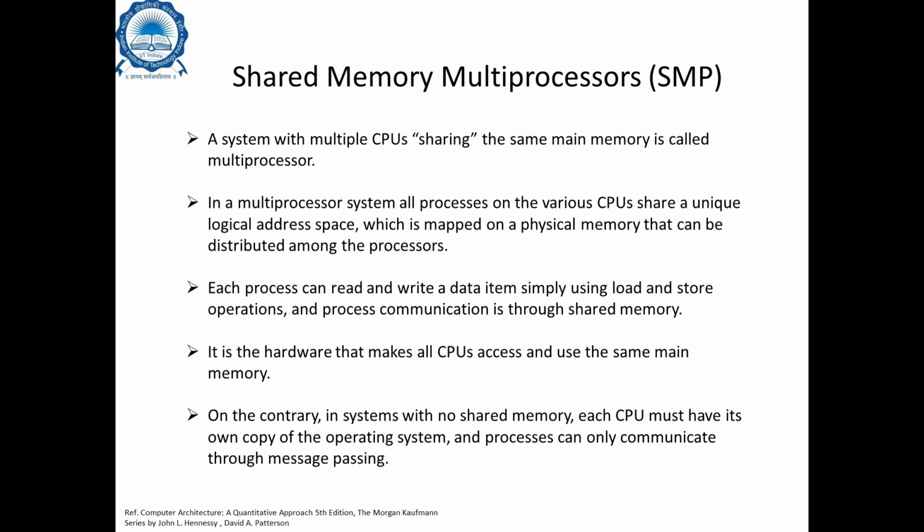Each process can read and write a data item simply using load and store operations, and process communication is done through the shared memory. It is the hardware that makes all CPUs access and use the same main memory. On the contrary, in systems with no shared memory, each CPU must have its own copy of the operating system, and the processors can only communicate through message passing.